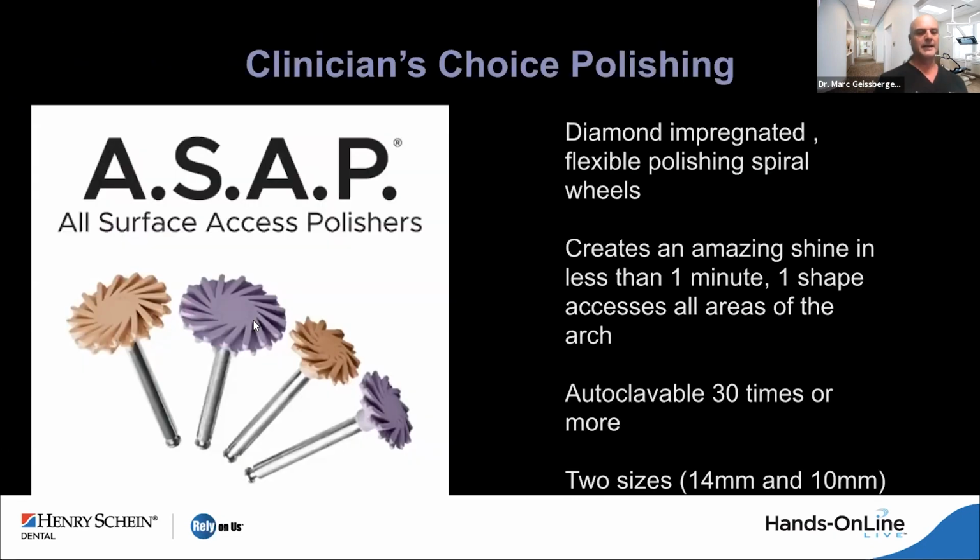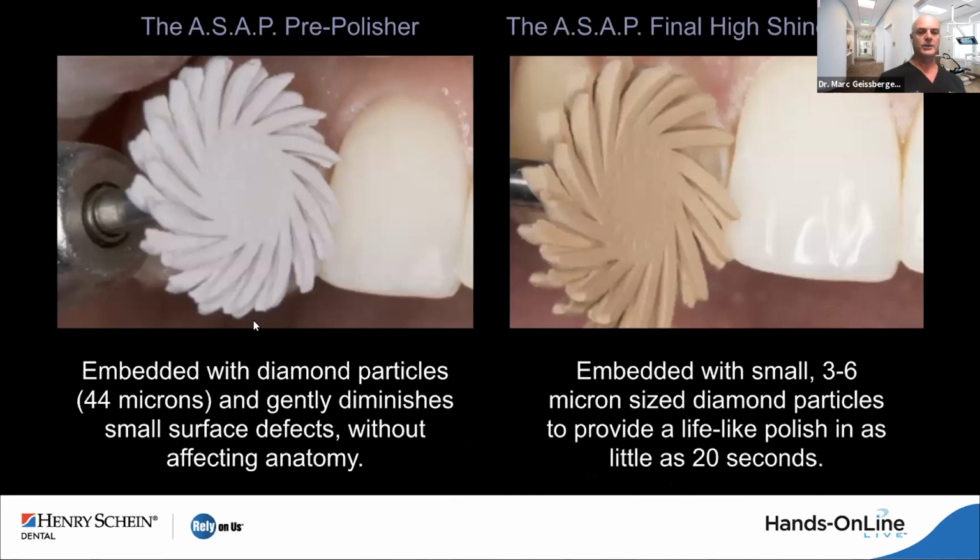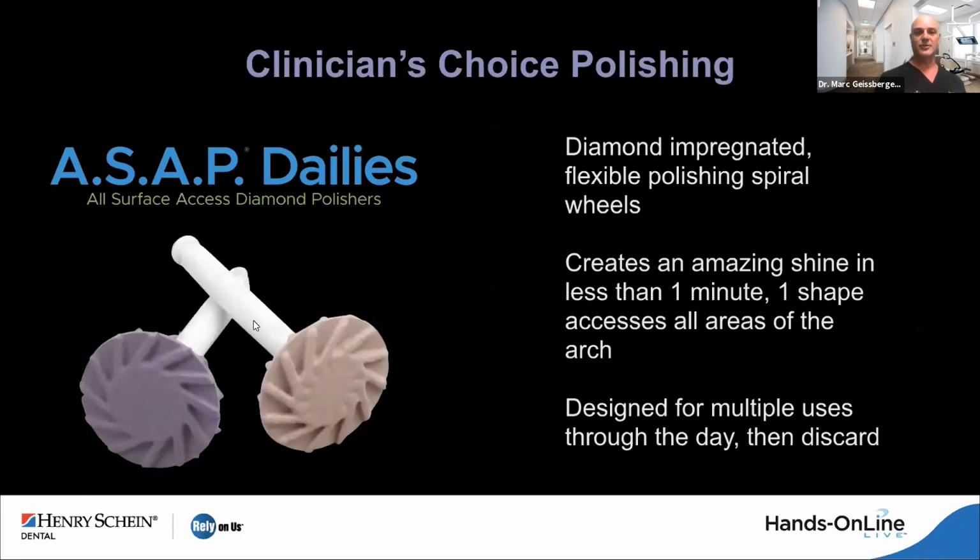The other product I'll show you tonight, and this is one I absolutely love, is called the ASAP All Surface Access Polisher. This is a 2-step polishing system that gives you an incredible luster on your restorations in 2 steps rather than 3. This version I'm showing you here is autoclavable up to 30 times or more. There's also another version called the Dailies that I'll show you over my camera shortly. The first step you use with light pressure at 44 microns to get a smooth surface. And then finally you follow that with the second step, which gives you that very high luster on your restoration.